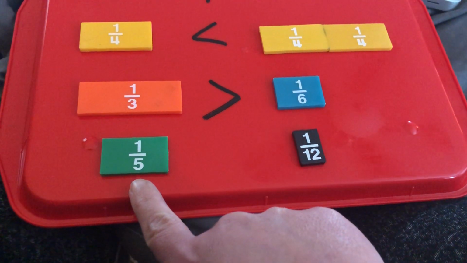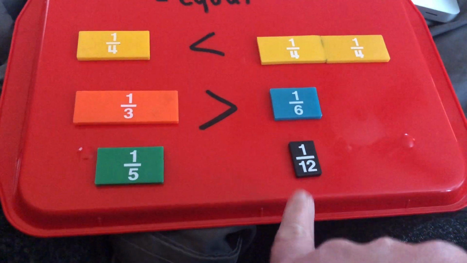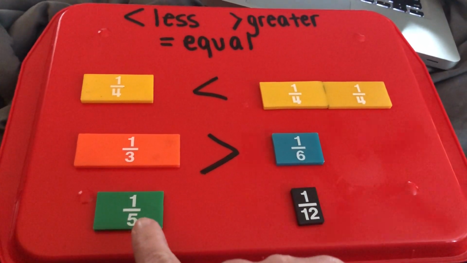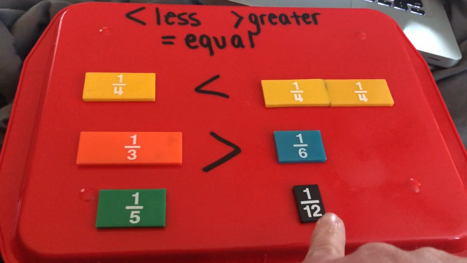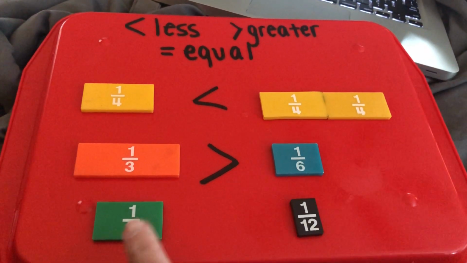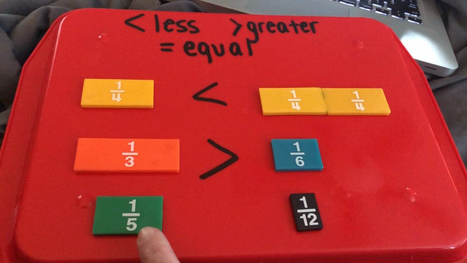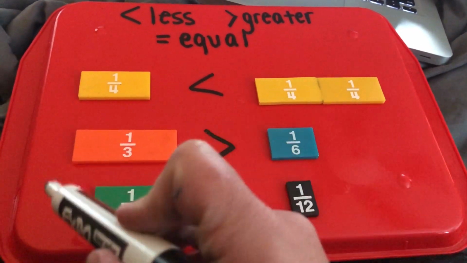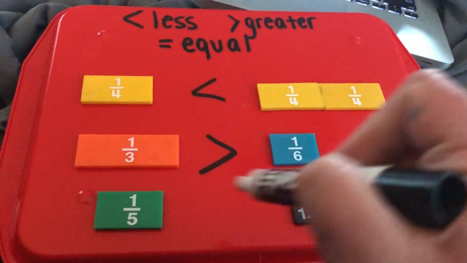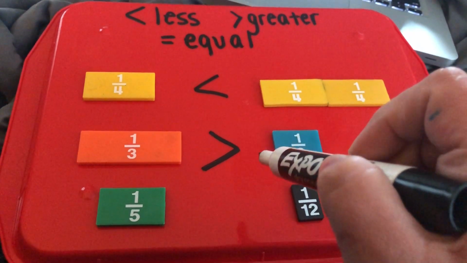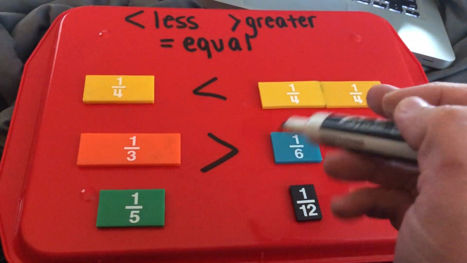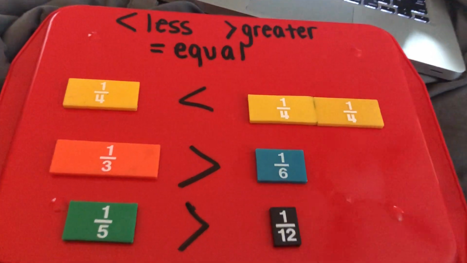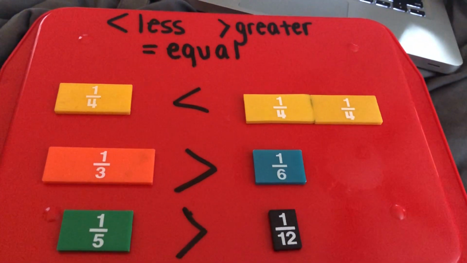And then let's look at this one. 1/5 and 1/12. So I want you to reason about their size. Look at their size. And we need to decide, is 1/5 less than 1/12? Is it smaller? Is 1/5 greater than 1/12, which means it's bigger? Or are they equal? I want you to pause this video and write down those two fractions and see if you can put in the symbol that goes there. And hopefully you have put that 1/5 is greater than 1/12, because that would be correct.